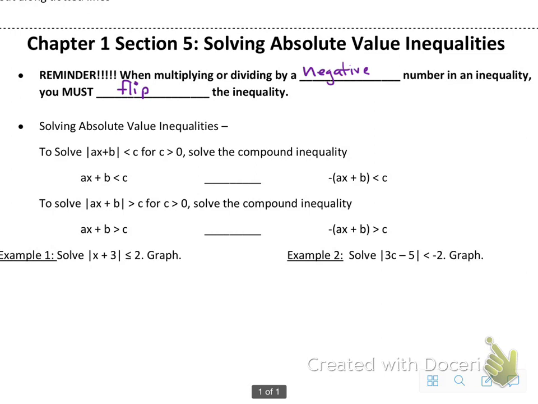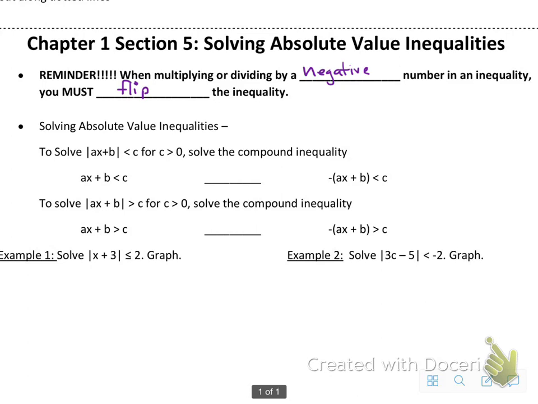Now, the concept for solving an inequality is pretty much the same as solving an equation. There's just a few extra steps. So let's make sure we know some basic things about inequalities first. Reminder, anytime you multiply or divide by a negative number in an inequality, you have to flip the inequality. That inequality is going to flip, and I'll show you many, many examples of this happening.